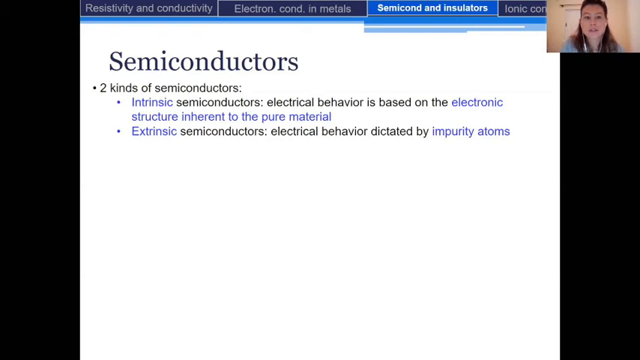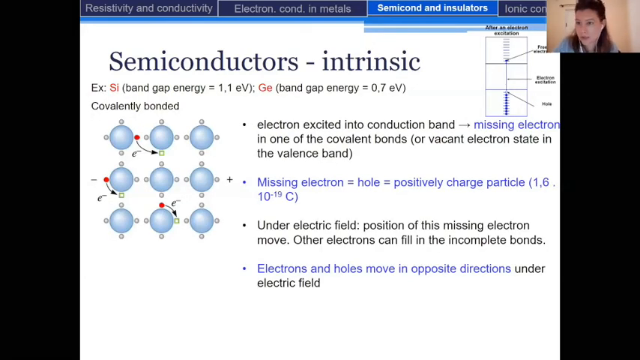Regarding semiconductors, we can distinguish two kinds of semiconductors. We have the intrinsic semiconductors, whose electrical behavior is based on the electronic structure inherent to the pure material, and the extrinsic semiconductors, whose electrical behavior is dictated by impurity atoms. What about the intrinsic semiconductors? In that class, we find silicon, whose band gap energy is 1.1 electron volt, and germanium, whose band gap energy is 0.7 electron volt. They are both covalently bonded, but we can also find ceramics composed of two different elements, whose ionic character is higher.